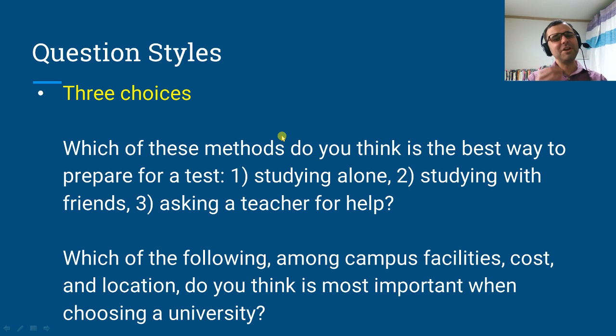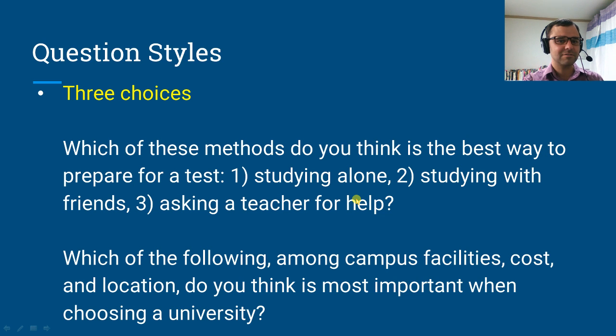Now, the important thing to know when answering these questions is that you only need to focus on one of the choices. You've only got 45 seconds to answer, so you can't speak about all of them. If you think asking a teacher for help is the best method, just talk about that. Don't talk about how studying alone is bad. Don't talk about how studying with friends is bad. Just talk about asking a teacher for help.